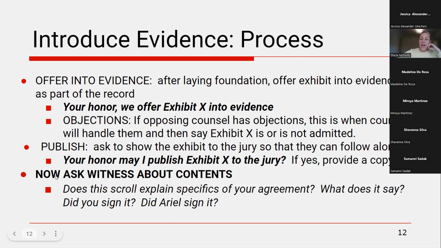So now that it's in the record, the jury's got the document if you want them to see it. Now you actually go into the questions about the contents of the exhibit. That's when, okay, now I've done all the things I need to do to enter it, and now I'm going to actually get into what I want to talk about. So, Ursula, does this scroll explain the specifics of your agreement? What does it say? Did you sign it? Did you have her sign it? Is that your signature? Did she use a fancy pen?